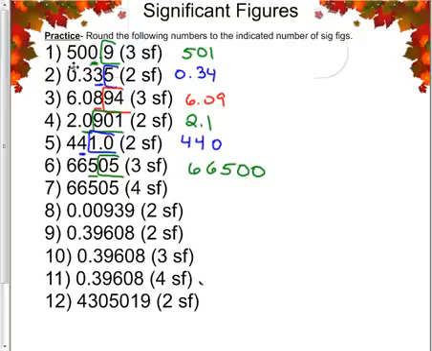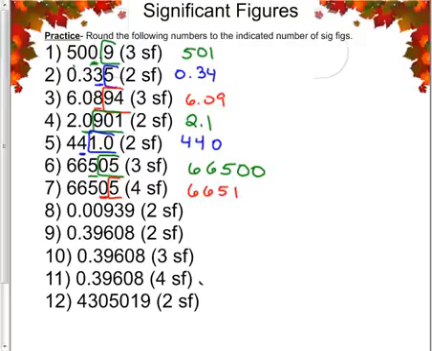What if we look at number 7? What if it has 4 significant figures? It's the same number as before, as in question number 6, but now we have 4 significant figures, so we just have to add an extra significant digit. So everything after that last number is going to round away, so we're going to be left with 6, 6, 5, and a 1. A 1 because that 5 rounds that 0 up.